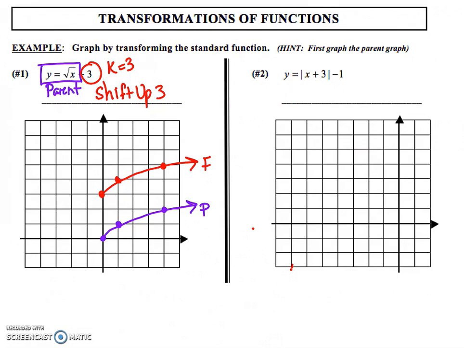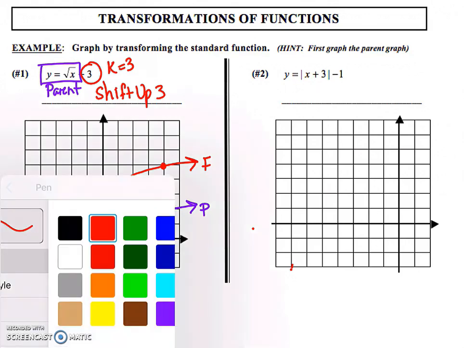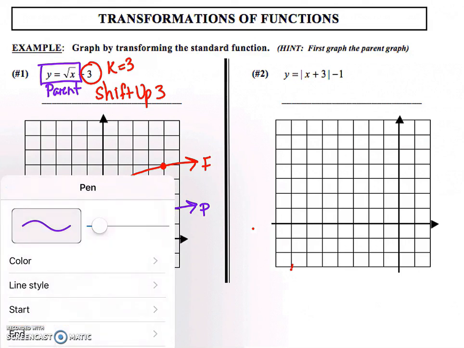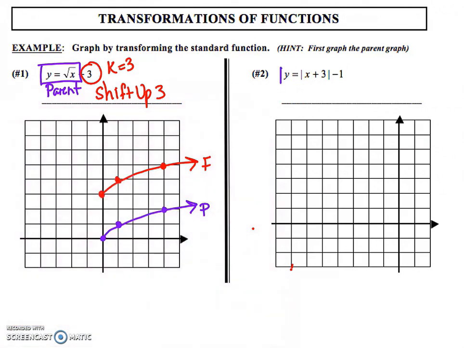In example number 2, notice that our parent graph here is going to be the absolute value of x. So right here, that's our parent. So once again, if I just make a quick sketch of the absolute value of x, I know it looks like a V, and the slope of the right-hand side is positive 1, and the slope of the left-hand side is negative 1. So there's my parent graph.